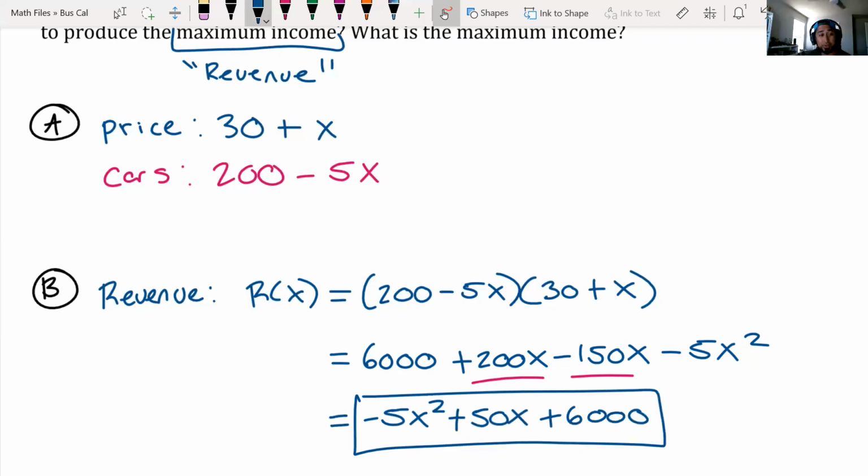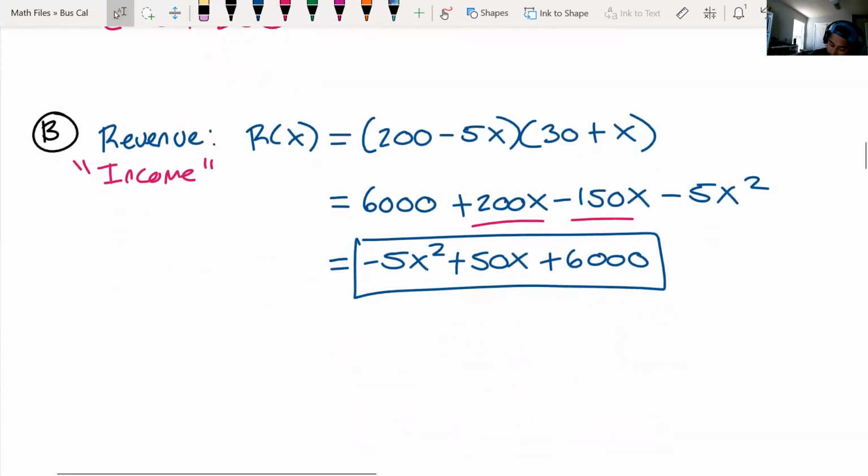And there's our revenue equation. Or income, sorry. Income slash revenue. I'll put that there. All right. Now, since we have the revenue equation, we are going to optimize it. We're going to maximize it. So this means we're going to find the derivative.